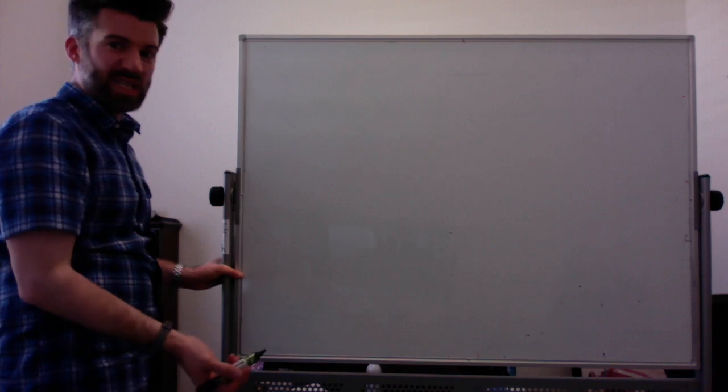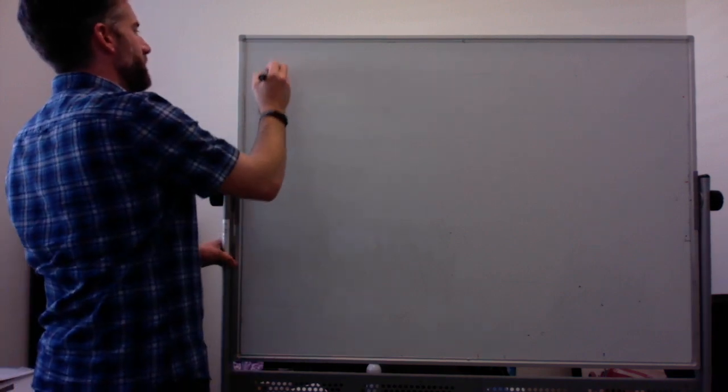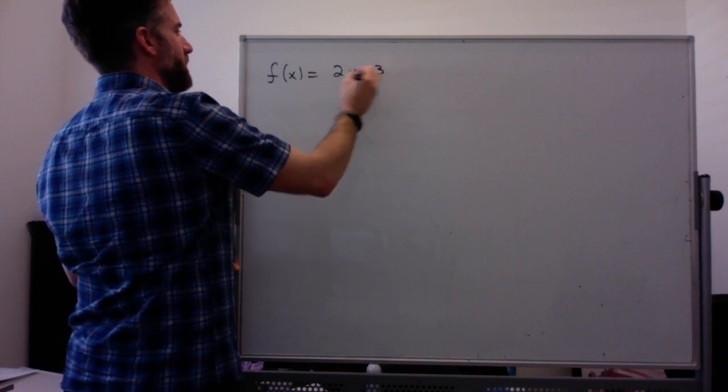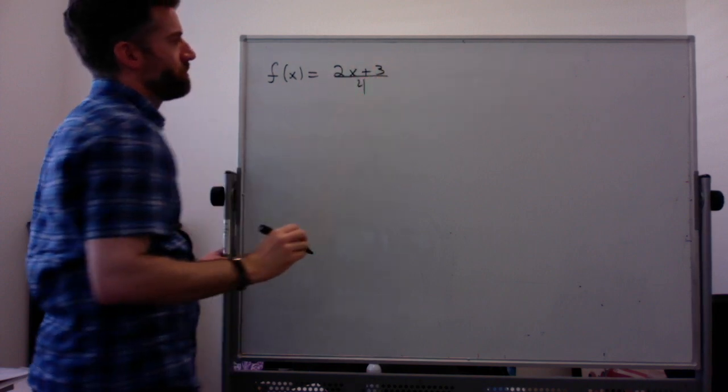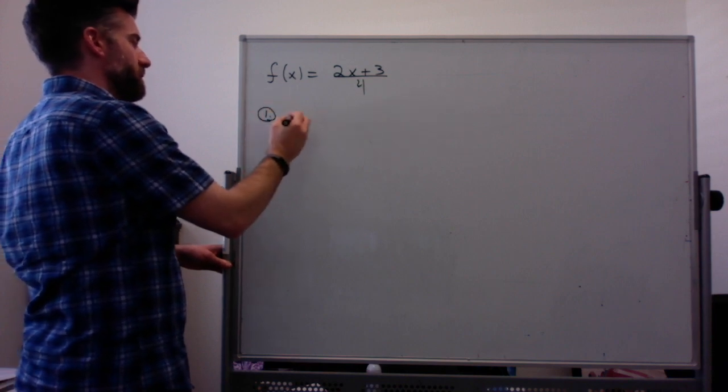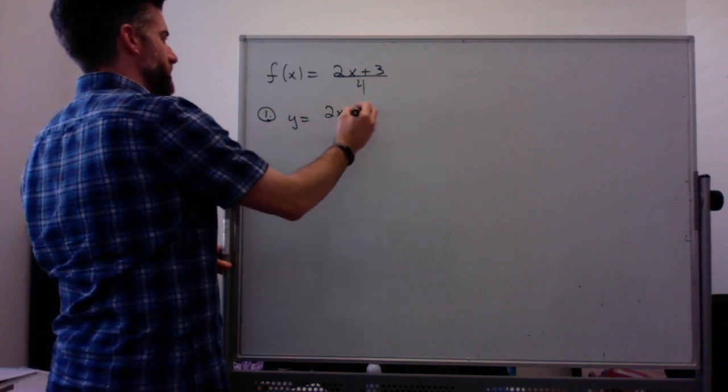Let's do actually an easier example, I think. So let's look at, say, f of x equal to 2x plus 3 divided by 4. We're totally going to undo this. First thing, y equals 2x plus 3 over 4.